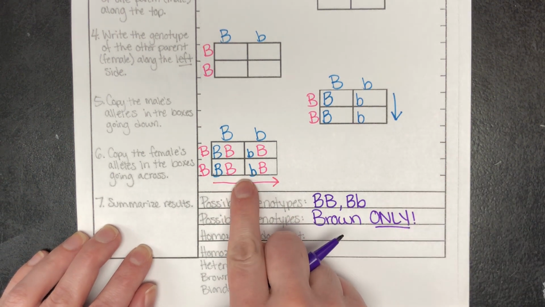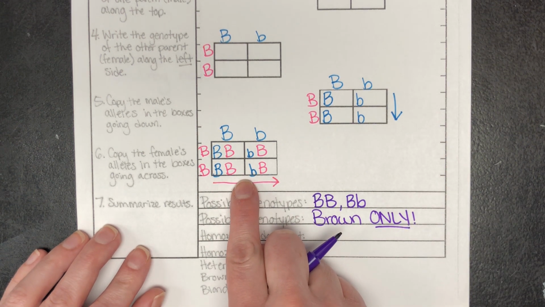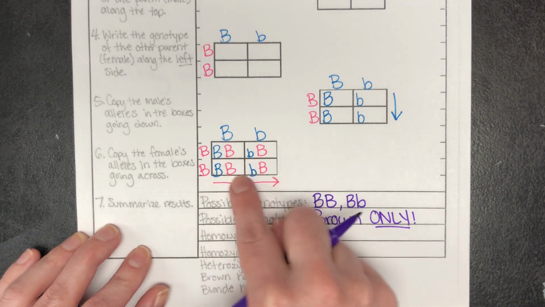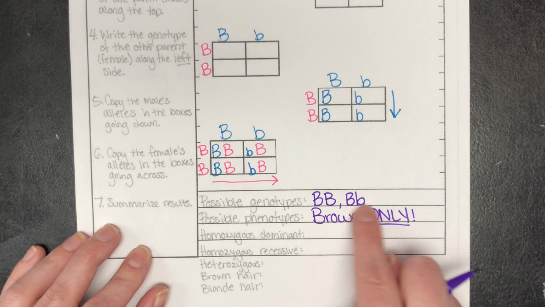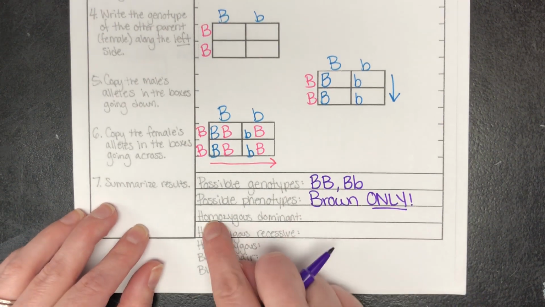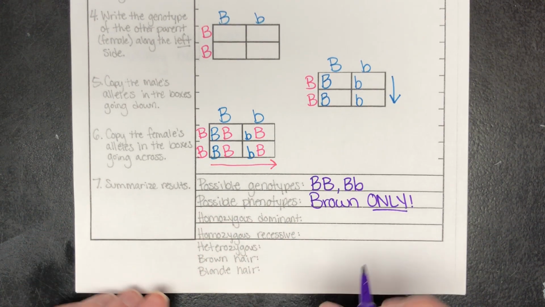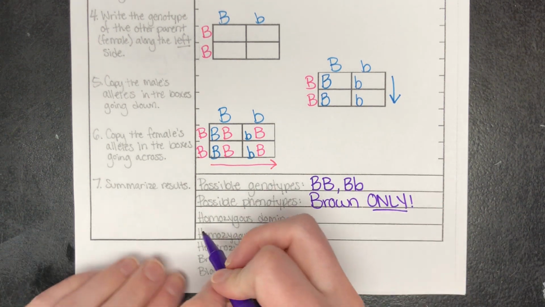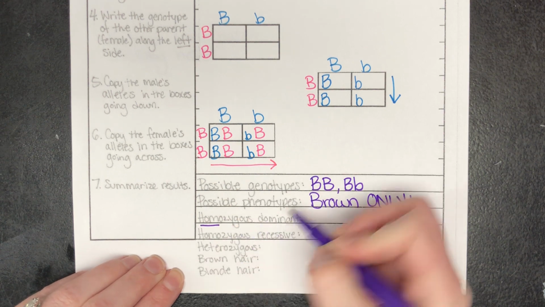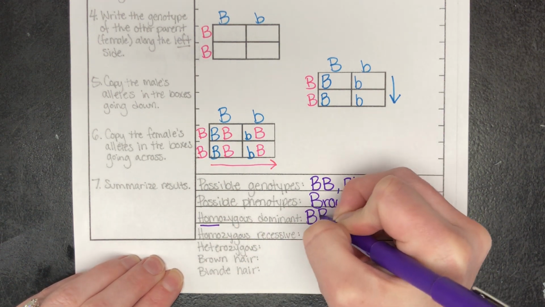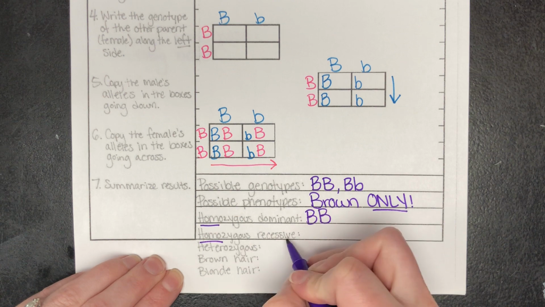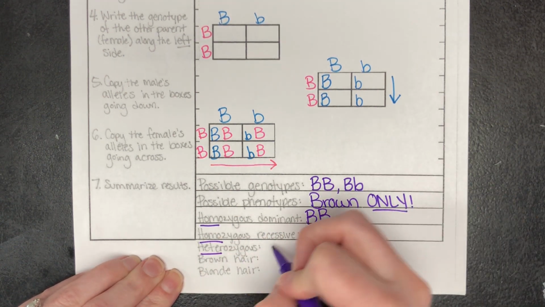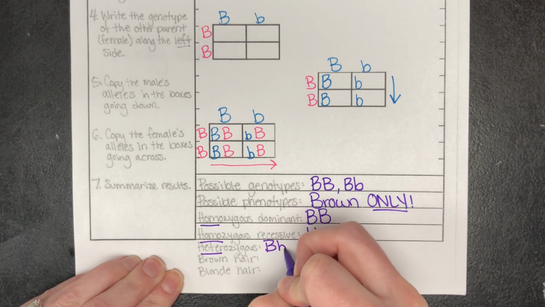That is because, again, little b is the only one that will show that recessive phenotype, and we don't have that here. So all of these will give us brown hair. What is our possibility of homozygous dominant? So first, let's just go through these. Remember, homo means same. Homozygous dominant, that would be big B, big B. Homozygous recessive, little b, little b. And hetero means different, so big B, little b.